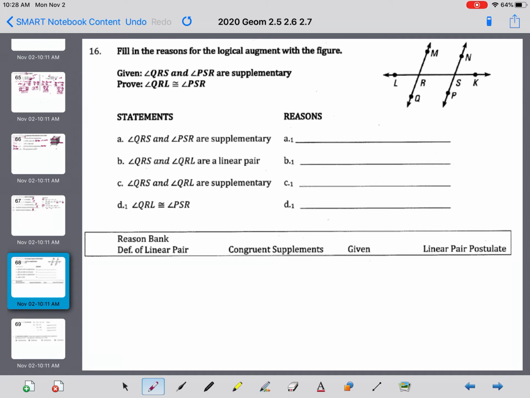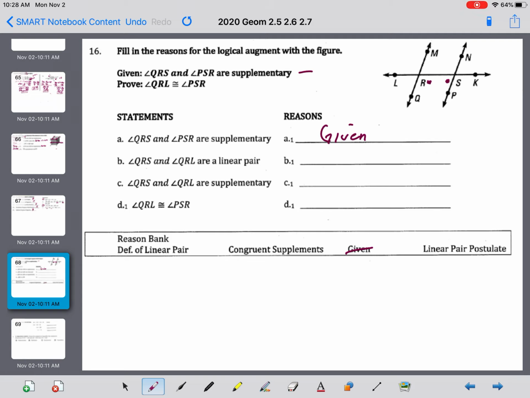And finally, we got the proof. We've got reasons down there. This one's only got 4 steps. What do we got going on here? We got a supplementary pair, and that's usually the given. So use your first given up. This one only has 1 given. Where are these angles they're talking about? QRS. QRS is right here. And PSR. PSR is right there. So they're kind of left and right of each other. So we know they add up to 180.